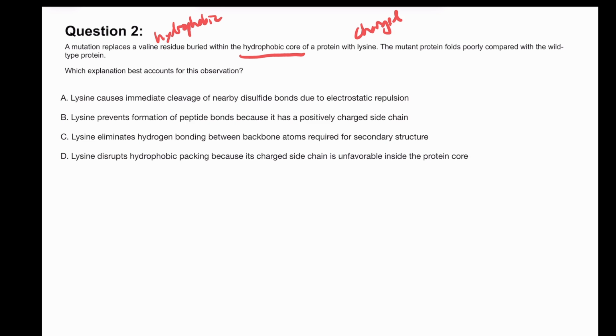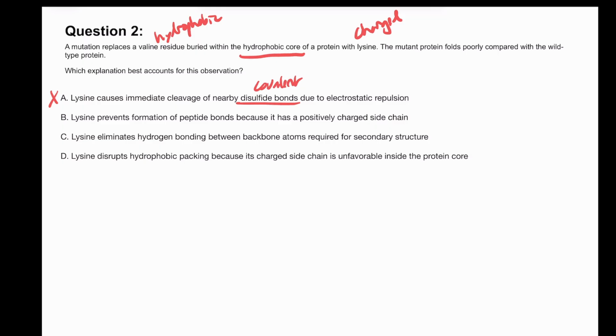A. Lysine causes immediate cleavage of nearby disulfide bonds due to electrostatic repulsion. Well, this doesn't make sense. Remember, disulfide bonds are covalent. And so we're not just going to be breaking covalent bonds due to electrostatic repulsion. That's nowhere near strong enough to break a covalent bond.